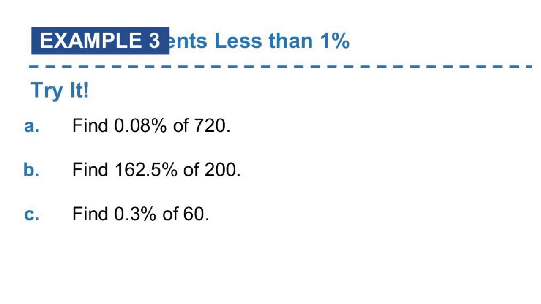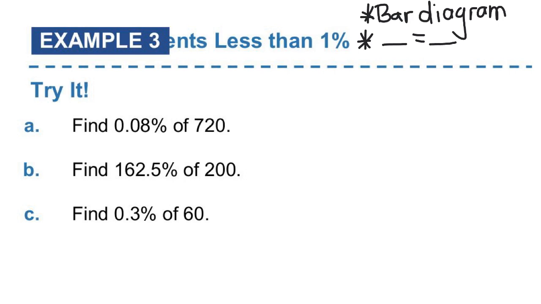Now, if I did not have your book in front of me, I don't know that I would have used a bar diagram. But it's definitely an option. Your book has been using it this entire lesson. I think I probably would have just set up a proportion and solved it. But let me give you a third option.